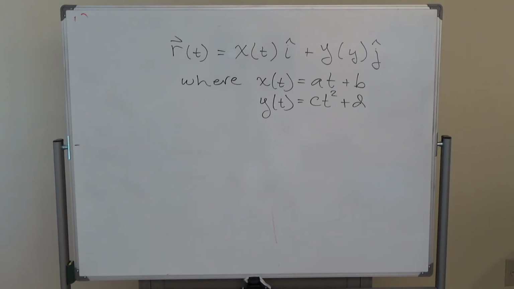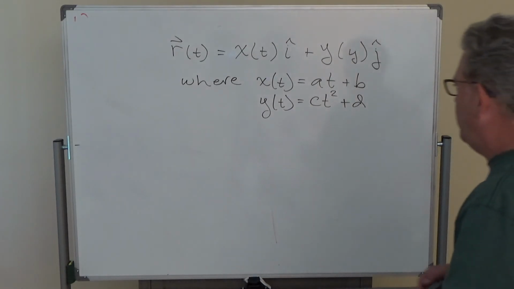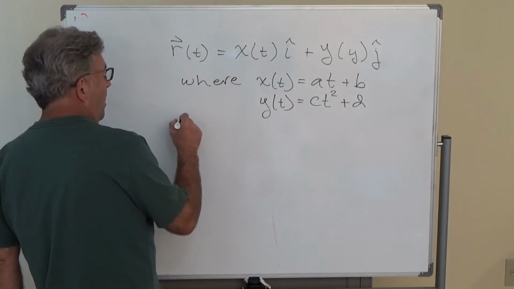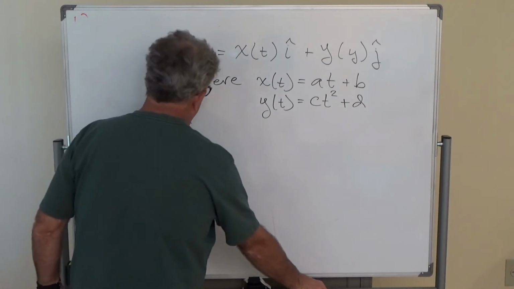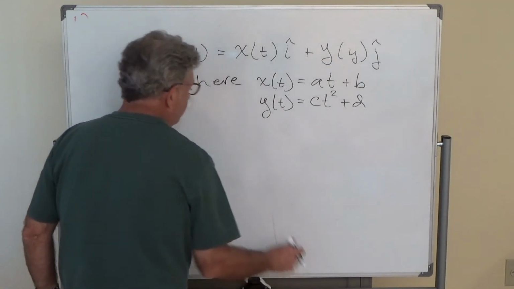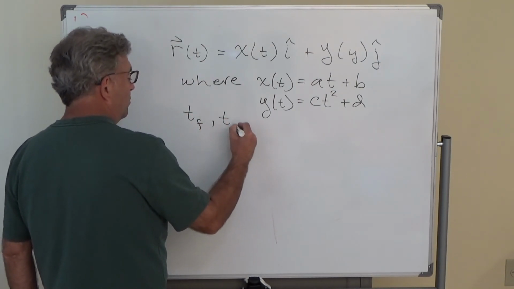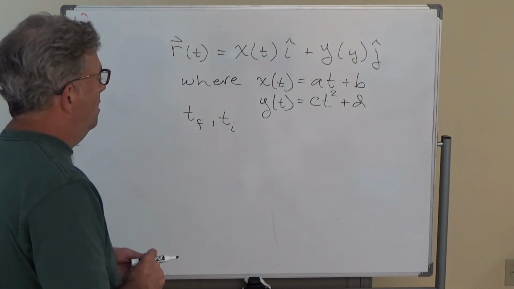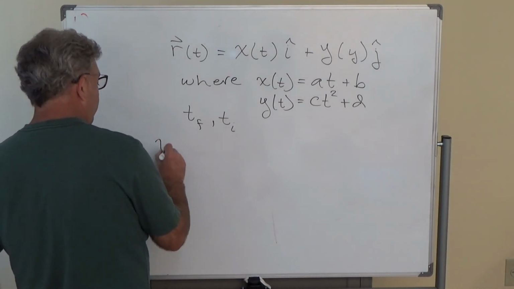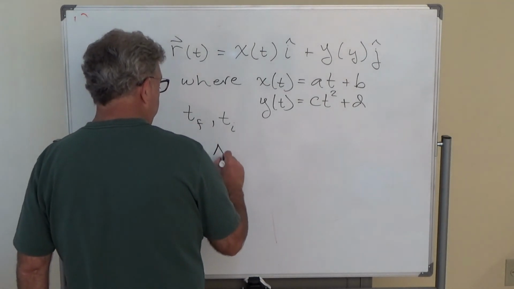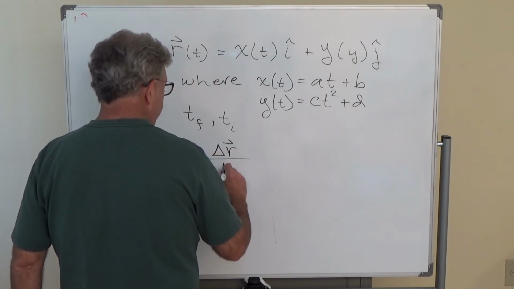Calculate the average velocity during the time interval from 2.2 seconds to 3.9 seconds. Okay, some delta t. So what you have to do, let me say, delta t. They give you some t final, t initial. So the average velocity, v average, is equal to delta r divided by delta t.